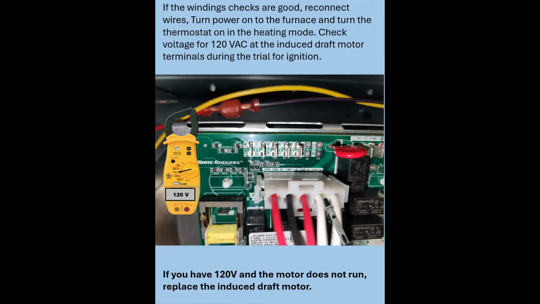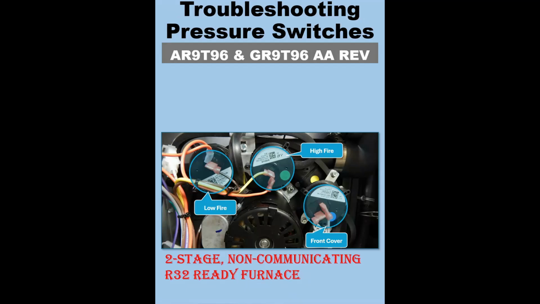If the winding checks are good, reconnect wires, turn power on to the furnace, and turn the thermostat on in the heating mode. Check the voltage for 120 volts AC at the induced draft motor terminals during the trial for ignition. But you should have that power. And if you don't, well, it's a board issue. It's not putting the power out. If you do, it's the motor.